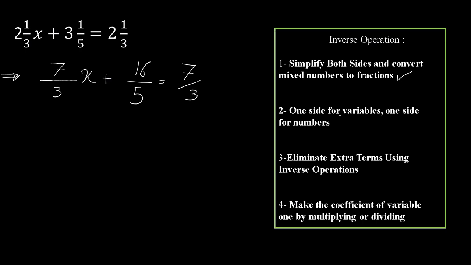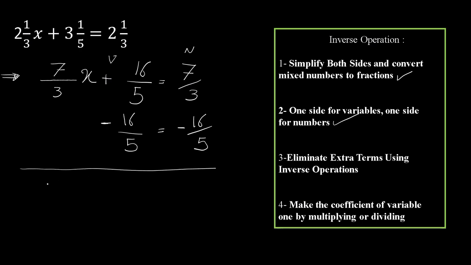One side for variables and one side for numbers. This side for variables, this side for numbers. Do I have any extra term? Yes. On the variable side, I have this number, so I must remove that. How? By subtracting 16 over 5. So if I add these two equations, I'm going to have 7 over 3 x. These two are going to cancel each other out, is equal to 7 over 3 minus 16 over 5.